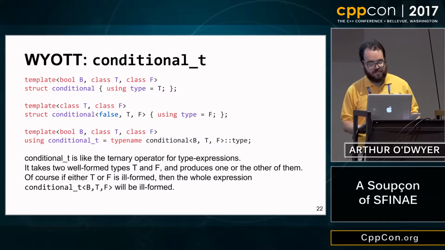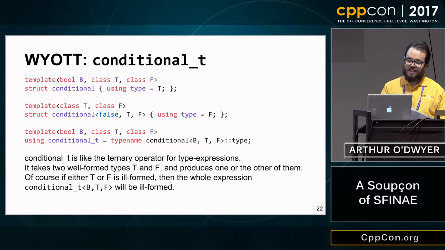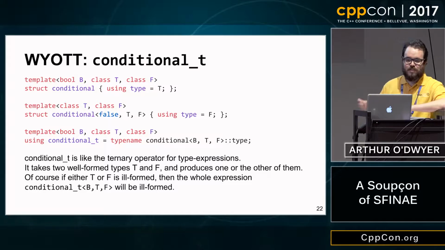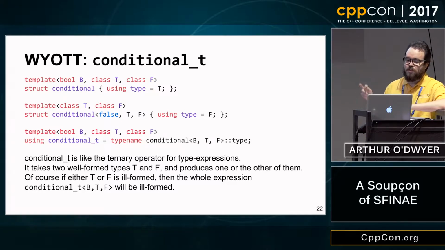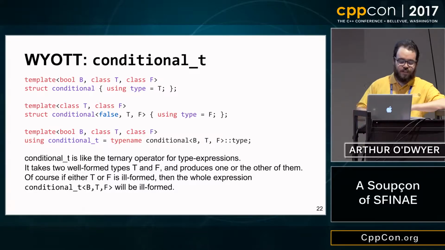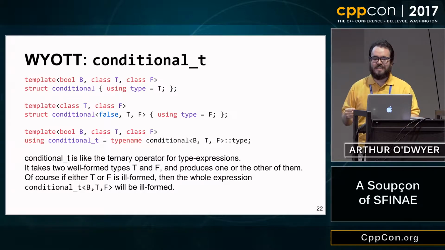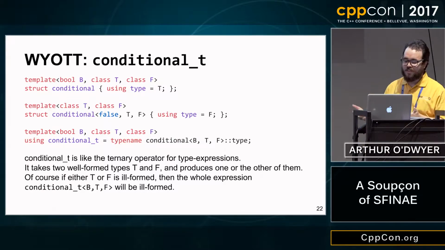New topic. Conditional T. Conditional T is like the ternary operator for type expressions, like the question mark. It takes two types, T and F, and it produces one or the other of them based on a Boolean condition. Now, just like the ternary operator, if you put in something ill-formed, the whole thing becomes ill-formed, right? You can't compile it unless you know what all the pieces mean. If one of them is ill-formed, the whole thing's ill-formed.